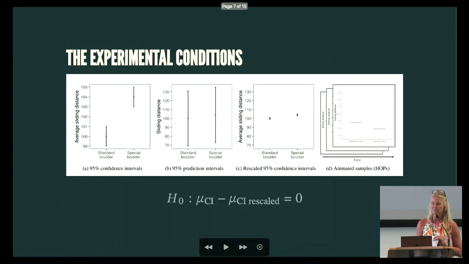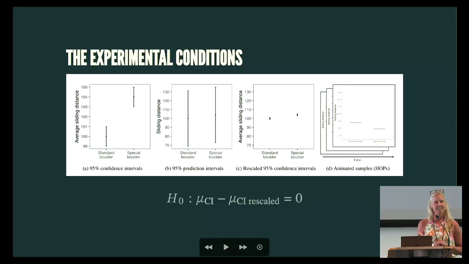But this special boulder might help or it might not. And in order to help them decide whether they should rent this special boulder or not, they were randomly assigned to view one of 4 different uncertainty visualizations. All of these uncertainty visualizations presented the mean sliding distance of the standard boulder and the special boulder, and the uncertainty around those averages. Today, I'm going to focus on the first and the third graphs here, which is a confidence interval graph and a rescaled confidence interval graph.